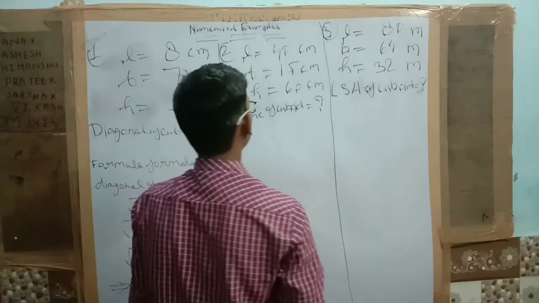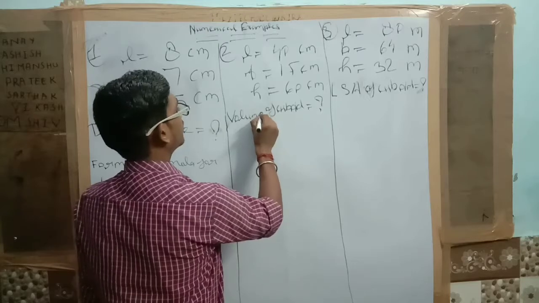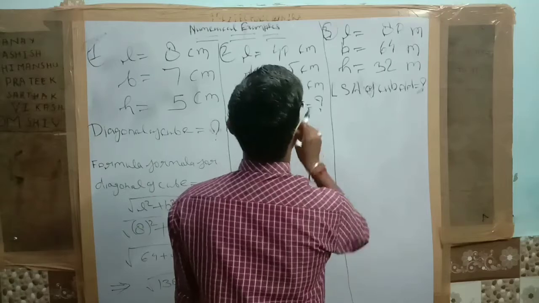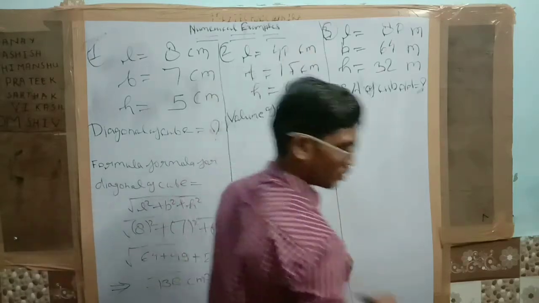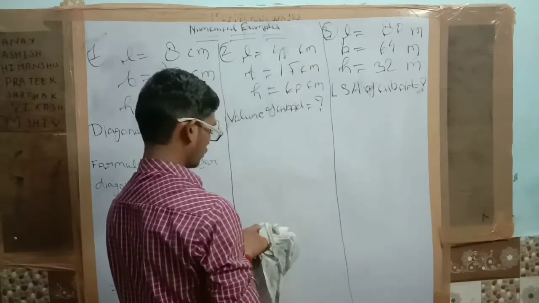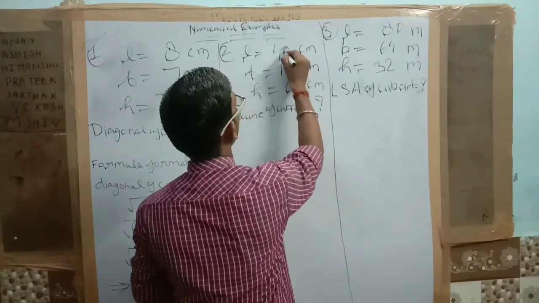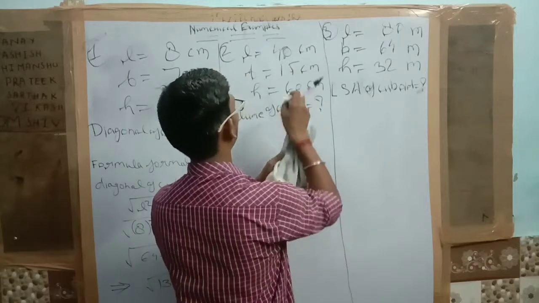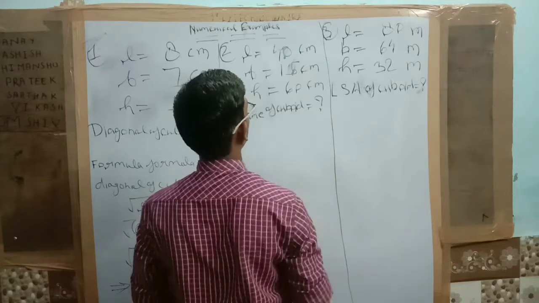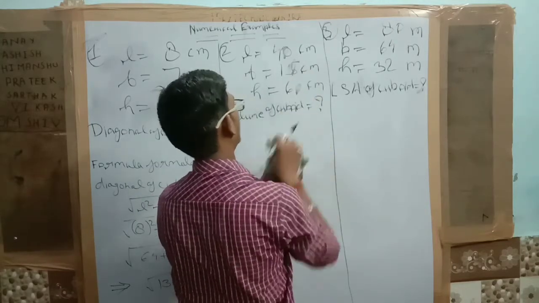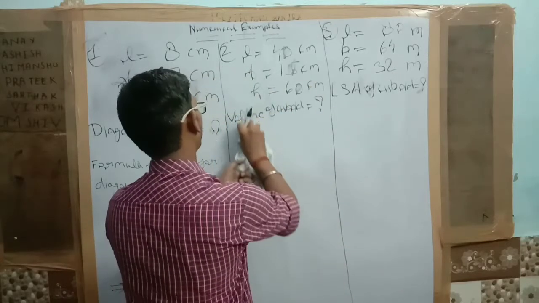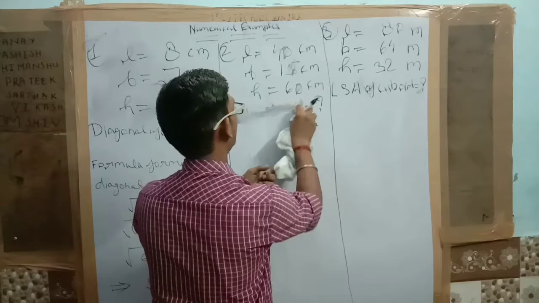Next question, very easy, where we have to find volume of cuboid. Where length equals 40 centimeter, breadth equals 15 and height equals 60 centimeter. We have to find out volume of cuboid.